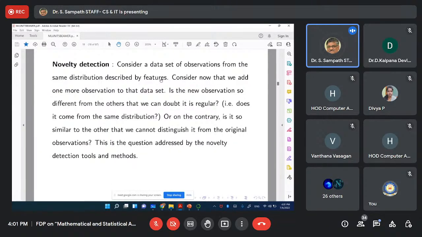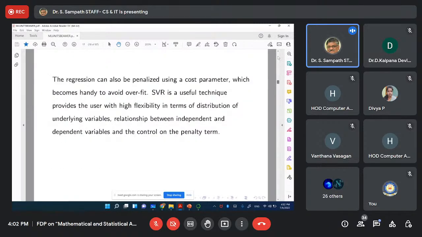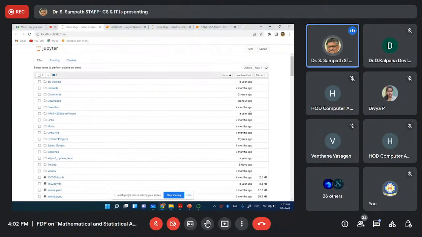Suppose we have only one data set. When something comes, you have to see whether it is in line with what is available in the given data set. If it belongs to the class, then it becomes an unusual item. If it is not a member of that one, it will become a novel item. This we use in intrusion detection and all. Okay, so I have decided to stop with this.